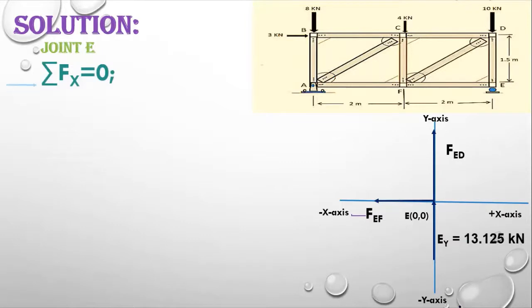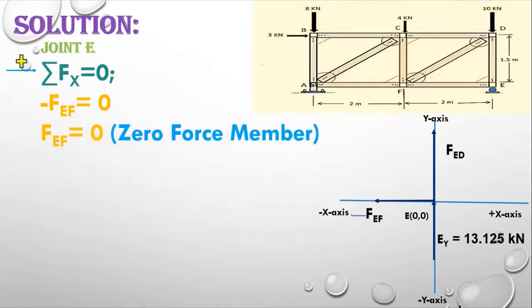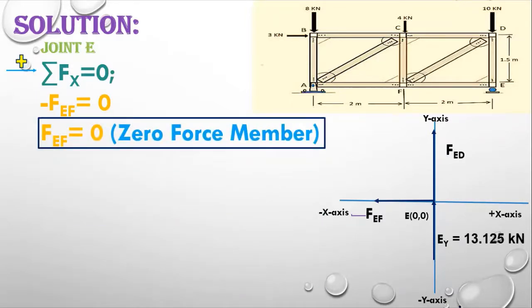When we sum up horizontal forces, there is only one force acting at joint E horizontally, so that is minus FEF equals 0. So FEF equals 0, that is a zero force member.